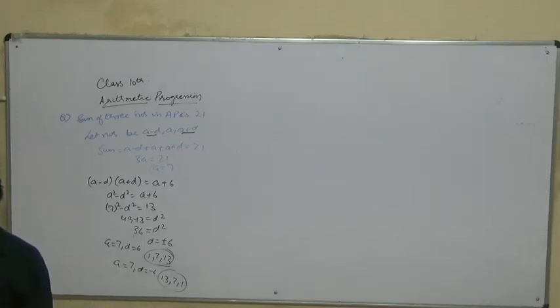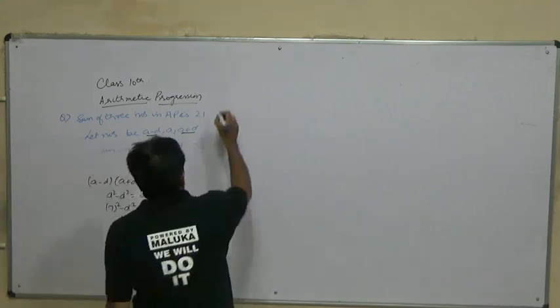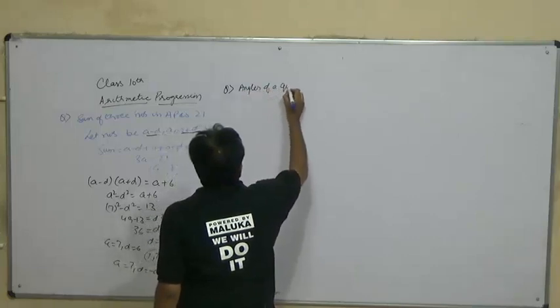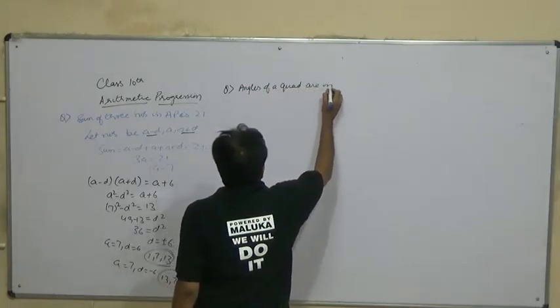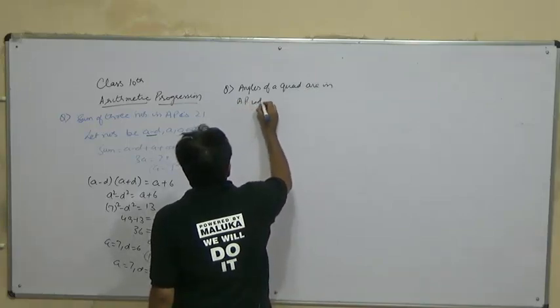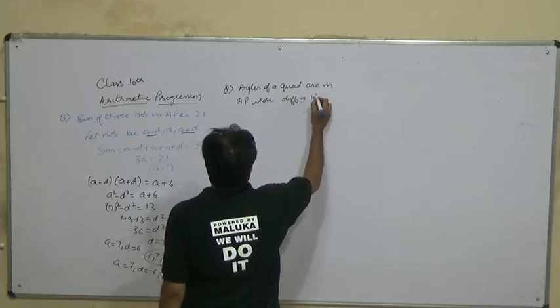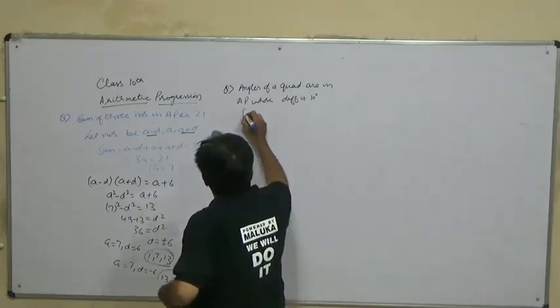Then next is the angles of a quadrilateral. Angles of a quadrilateral are in AP whose common difference is 10. Find the angles. So we are given the next question. Angles of a quadrilateral are in AP whose common difference is 10 degree, and find all angles.